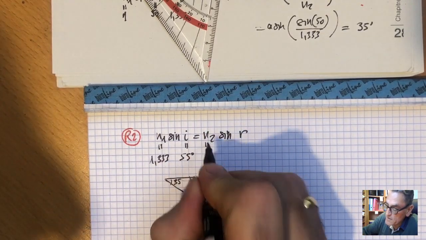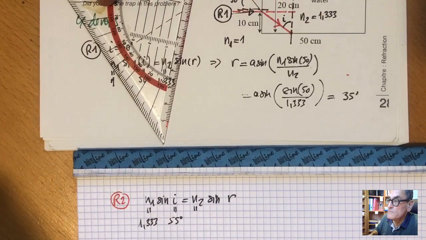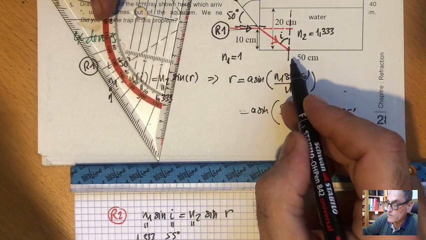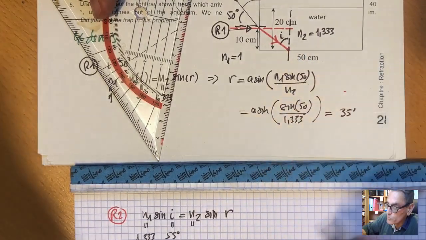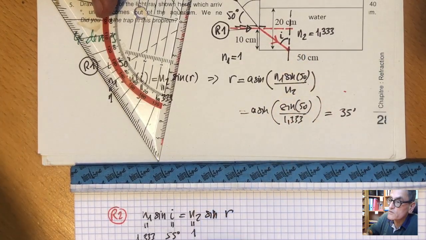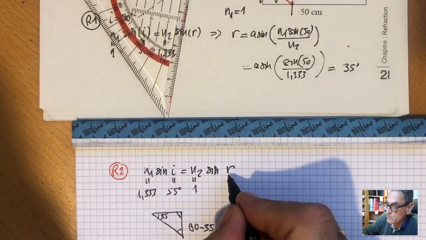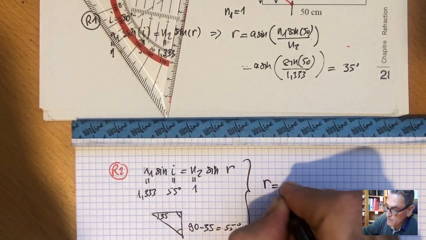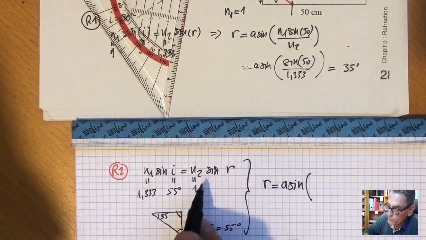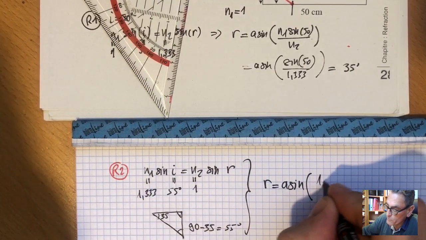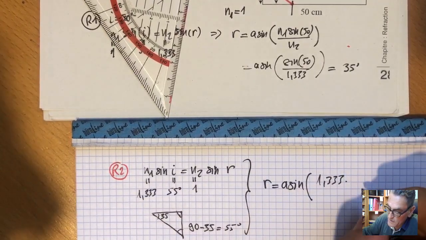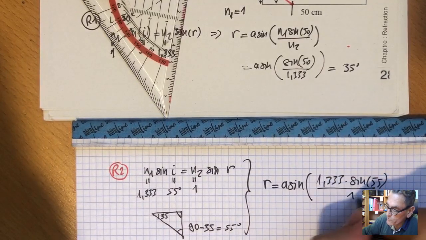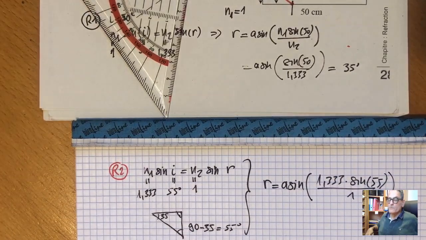Then what is the index N2 for this refraction here? It's 1, because it goes into air again. So N2 is 1, and the angle of refraction, this is what we are trying to compute. So R is the arcsine of 1.333 times the sine of 55 over 1. Could somebody compute that, please?